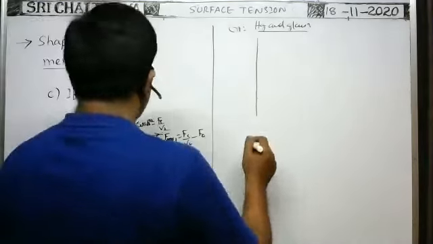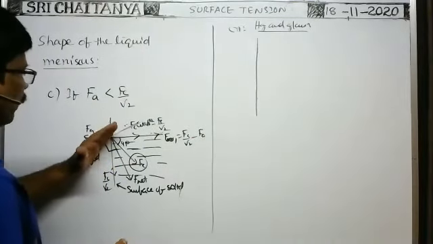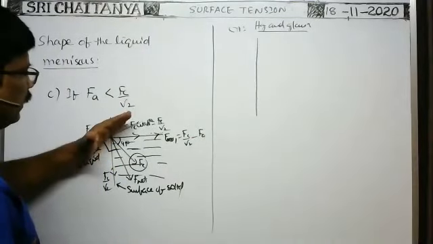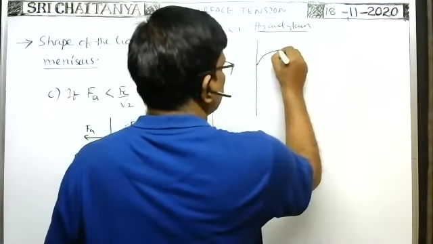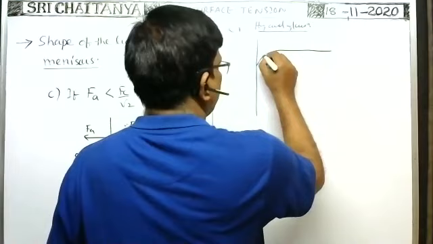So in such cases, the net force acts in a direction such that the surface of the meniscus has to come in this shape. This is the surface of the meniscus.